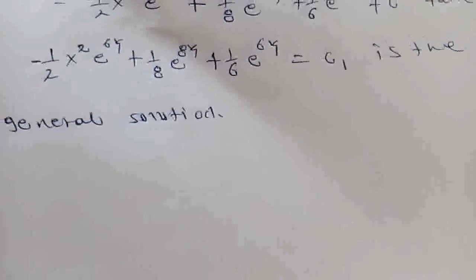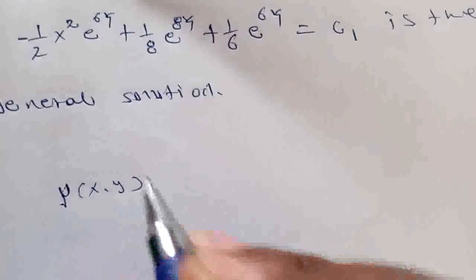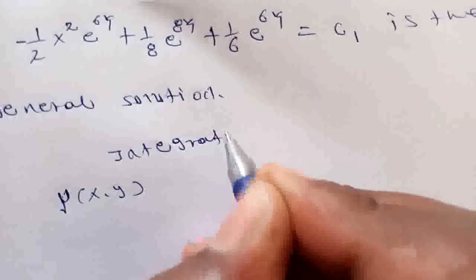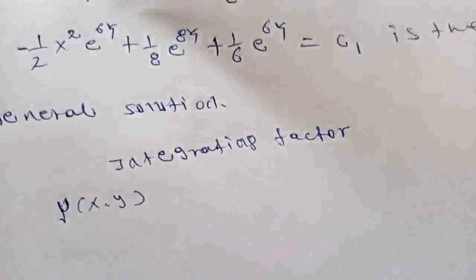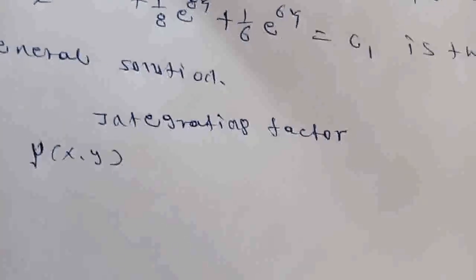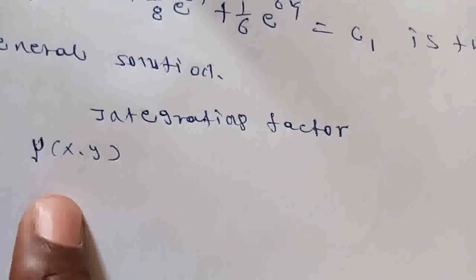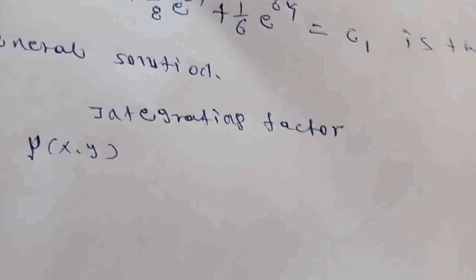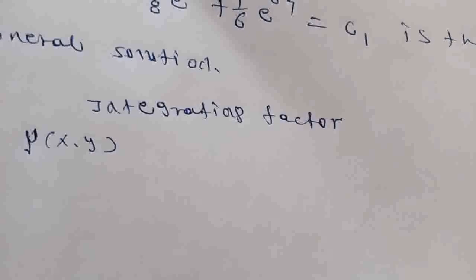An integrating factor is usually expressed in the form of mu of x,y. If we multiply the differential equation by such an integrating factor, it should become exact. Now the point is how to find an integrating factor.